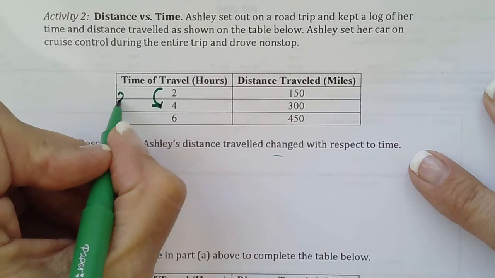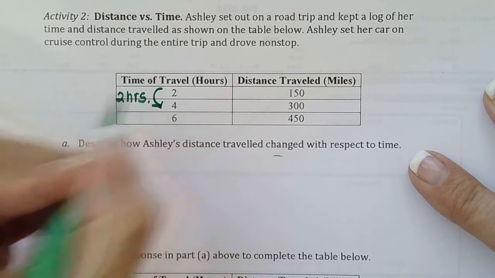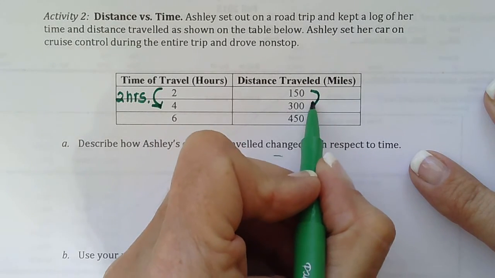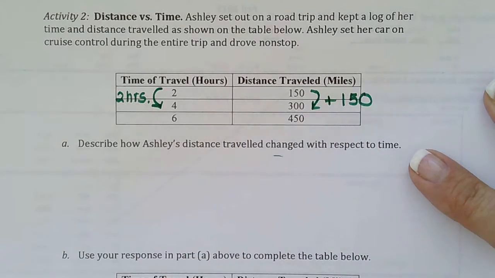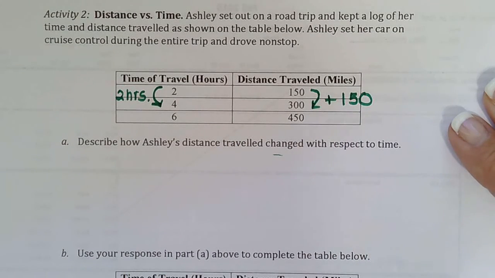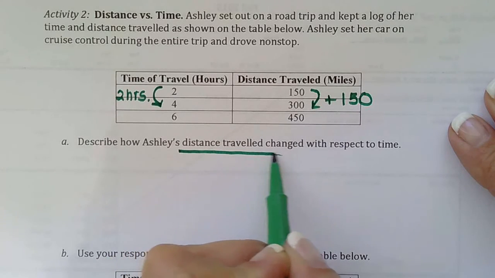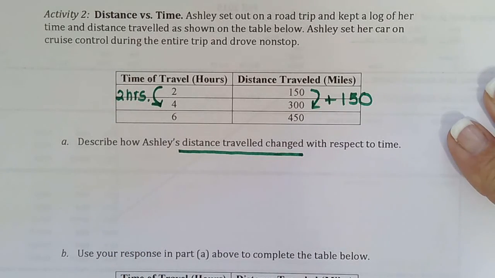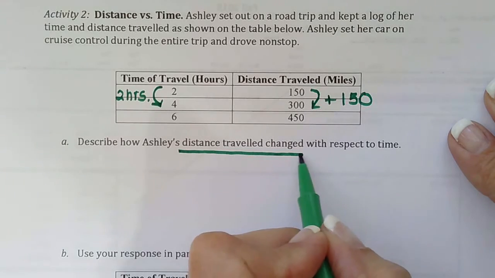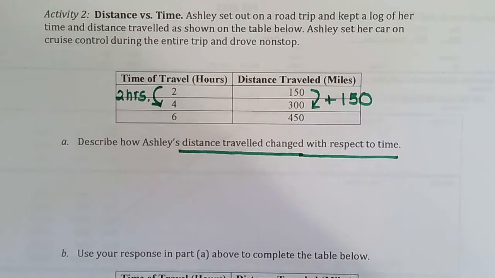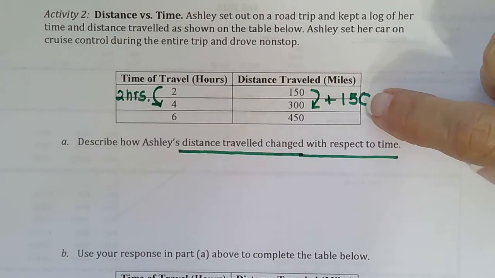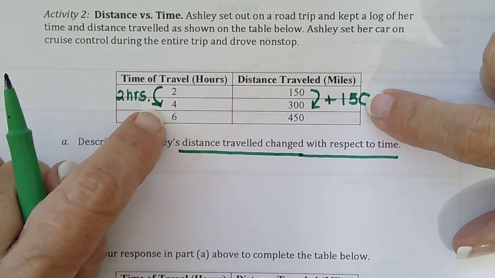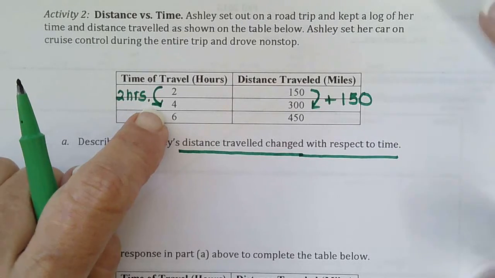So when we added in 2 hours, for each additional 2 hours, her distance increased by 150. And remember how we always say y per x? So this is distance traveled change. So that tells me it's going to be a rate of change with respect to time. So in words, we could say her distance increased by 150 miles per 2 hours traveled.